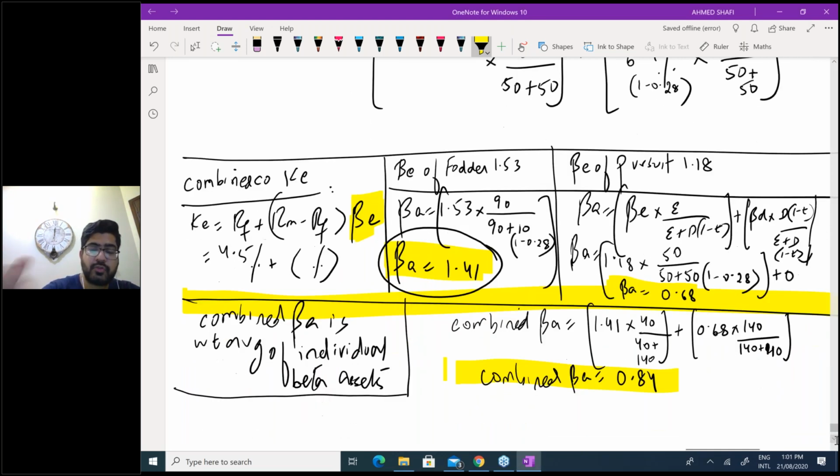You just copy this stuff. So I will then move the screen up so that we go towards that portion. But at the moment, we got individual beta assets. And as per the instruction of the question, the combined beta asset is the weighted average of individual beta assets. So we made it the weighted average of individual beta assets and applied the weights of market values.